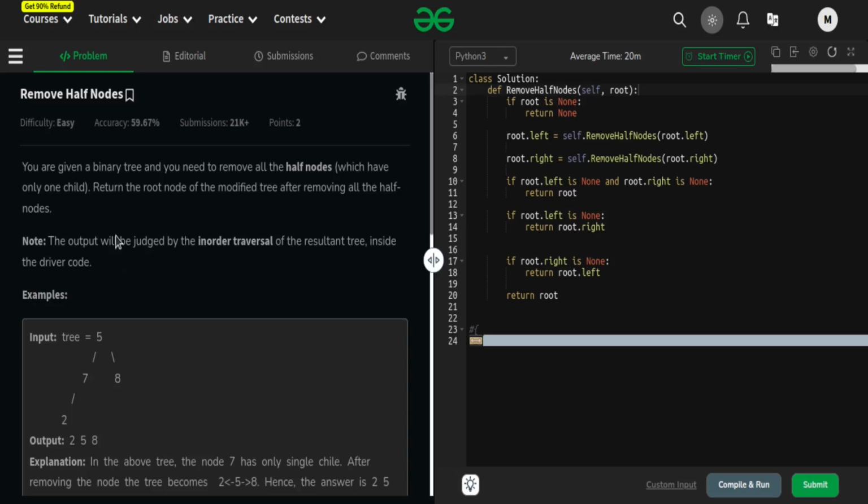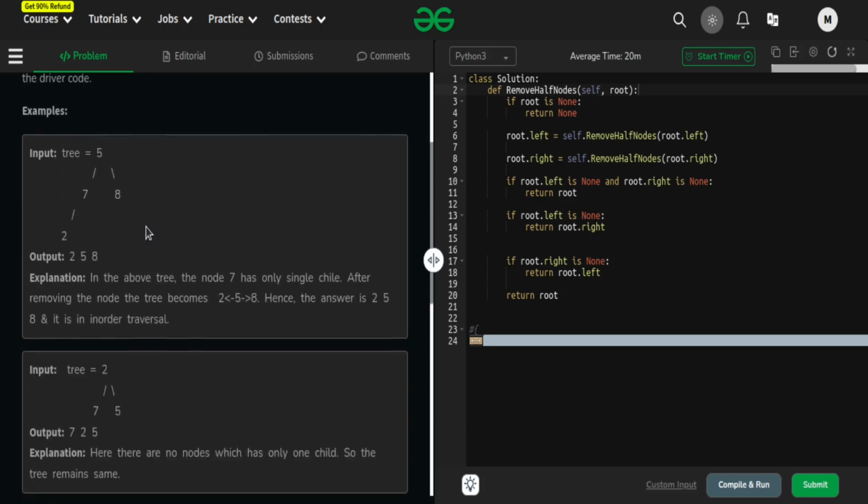Hello guys, in this video we are going to discuss the solution of the problem remove half nodes. So let us look at the problem statement. The problem statement says you are given a binary tree and you need to remove all the half nodes which have only one child. Return the root node of the modified tree after removing all the half nodes.